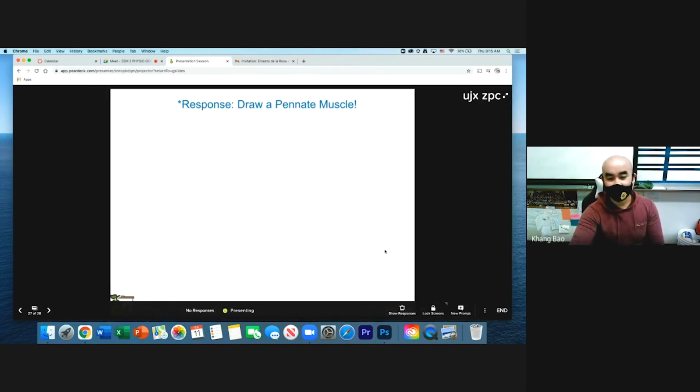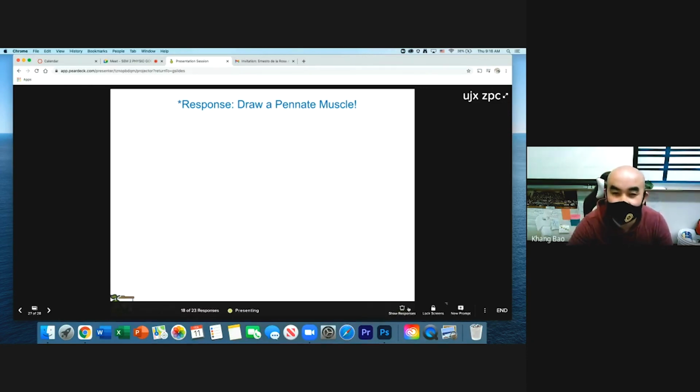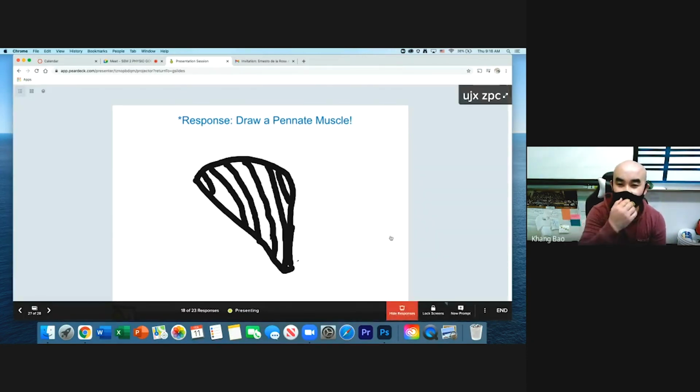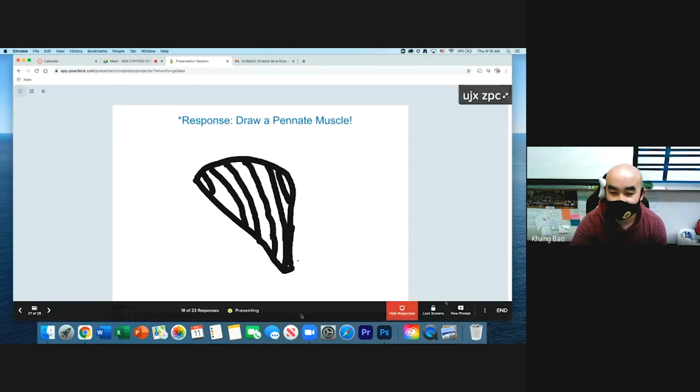All right, last question of the day is draw a pendant muscle. We talked about how muscle fascicles are organized. Draw a pendant muscle. What did you guys draw? Can't wait to see. Oh, okay, pendant muscle. Yeah, you're right. This is unipennate, only one side, like a feather. Just think of it as a feather.